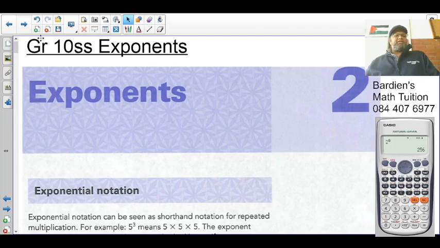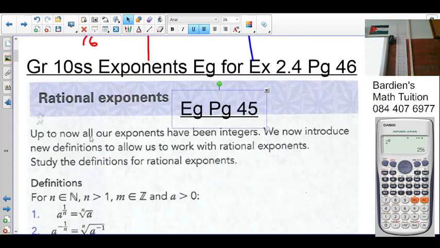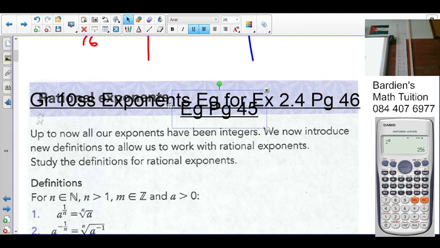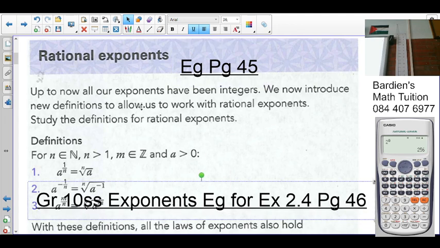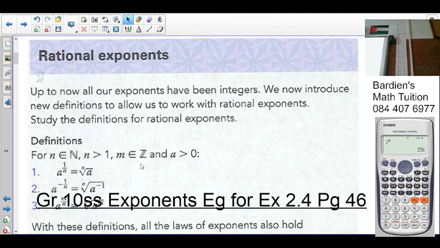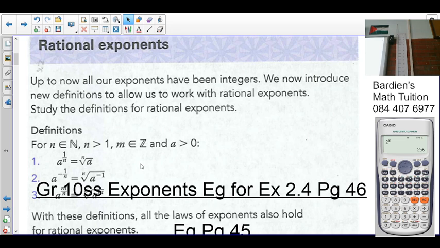So today we're looking at exponents. It's basically the fourth lesson. So we're looking at the examples for exercise 2.4 on page 46. Up until now all our exponents have been integers. Now we introduce new definitions to allow us to work with rational exponents.